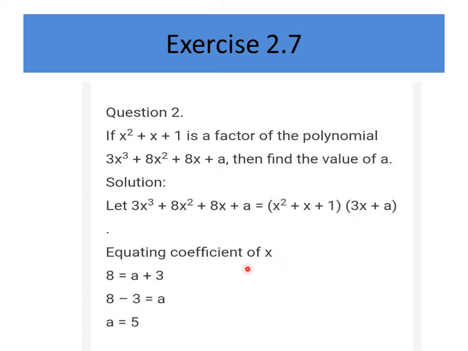Now we are equating the coefficient of x on both sides. Here the coefficient of x is 8. Here the coefficient of x is, x into a, that is ax, means the coefficient is a. In one more way we can find the x term: 1 into 3x is 3x, the coefficient is 3. So a plus 3 equal to 8. From this, a value is equal to 5.